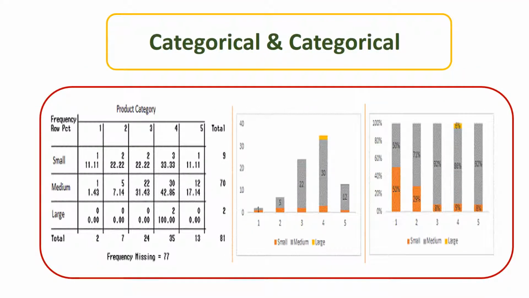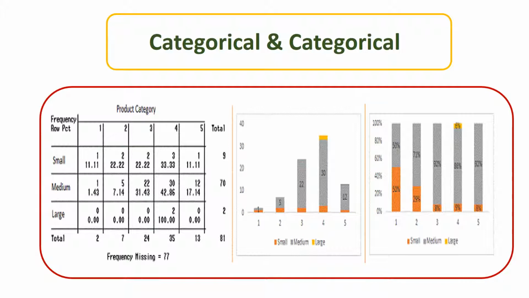If it is categorical and categorical, then we can use two-way tables and the chi-square method to find out the relationship between these two categorical variables. In the two-way table, one categorical variable is shown in rows and another in columns, and each cell shows the count and the percentage of these categories. For example, the first one is 1 and small, we have got only 1, and the percentage is 11.11%. This kind of information we can find out through two-way tables.